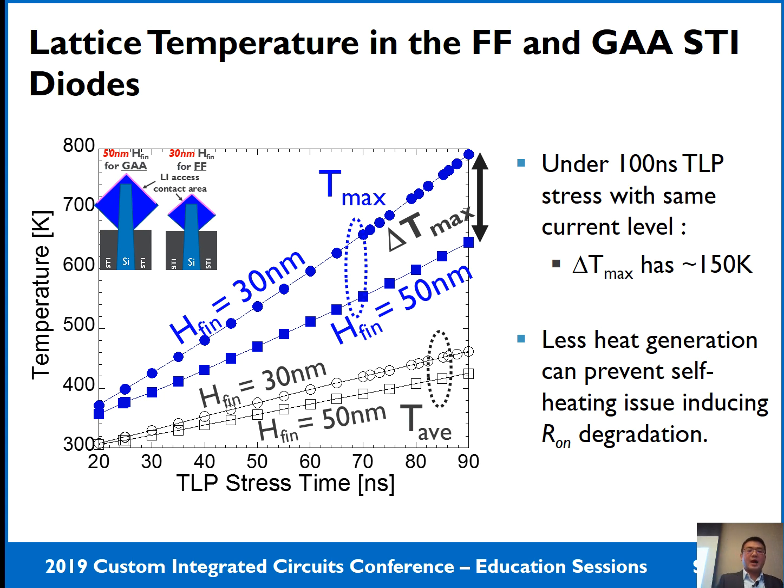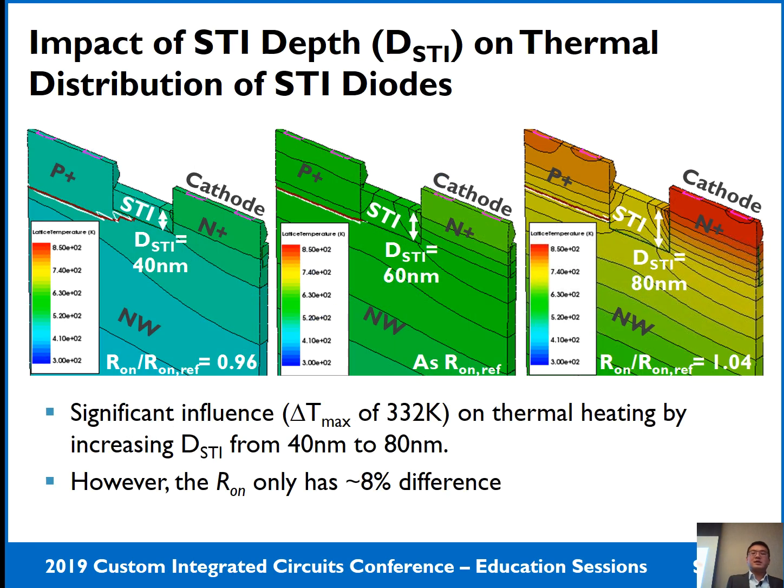And besides the fin height difference, the STI depth might also be different in future technology nodes, because if the fin height increases, in order to keep a reasonable aspect ratio in the STI module, the STI depth might need to be reduced. So this slide shows the impact of different STI depths. From the 40 nanometer STI depth to the 80 nanometer, the temperature can increase by more than 300 K.